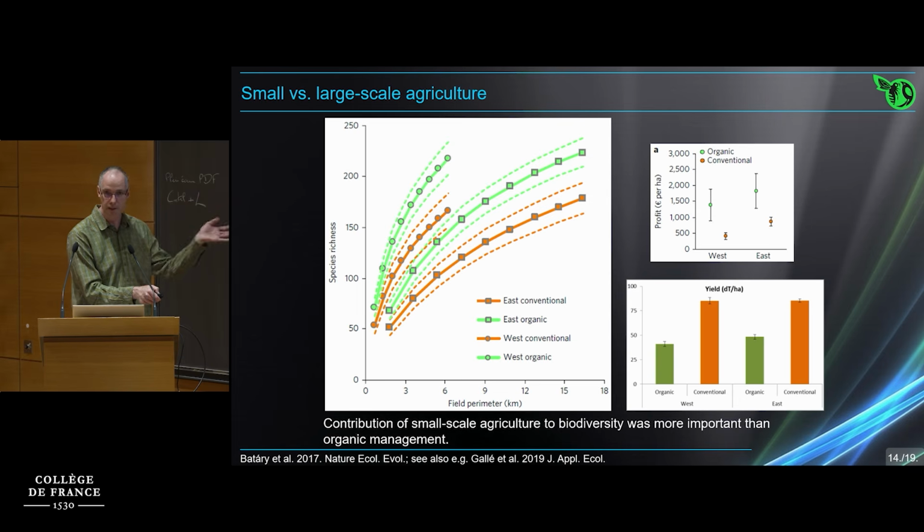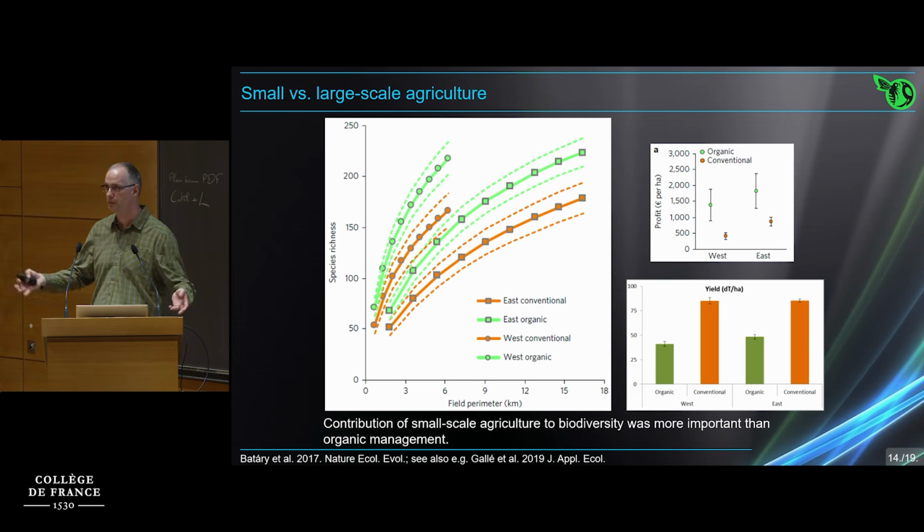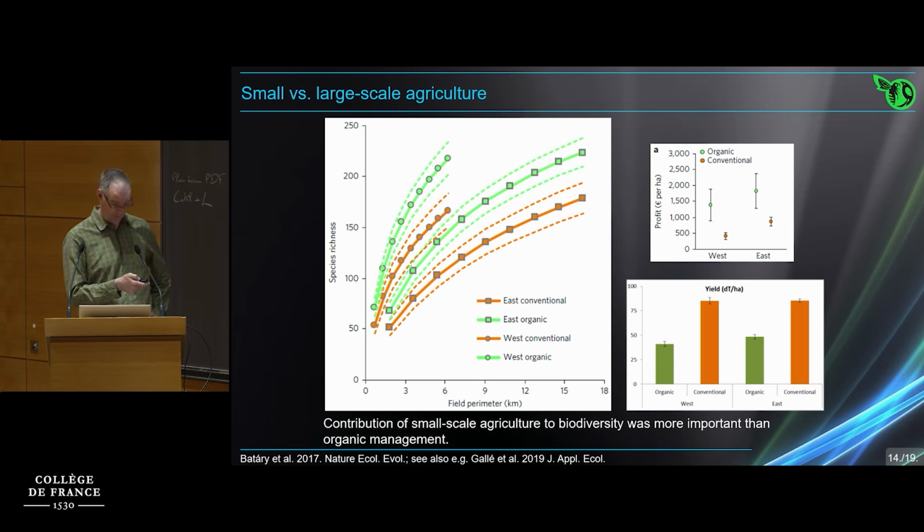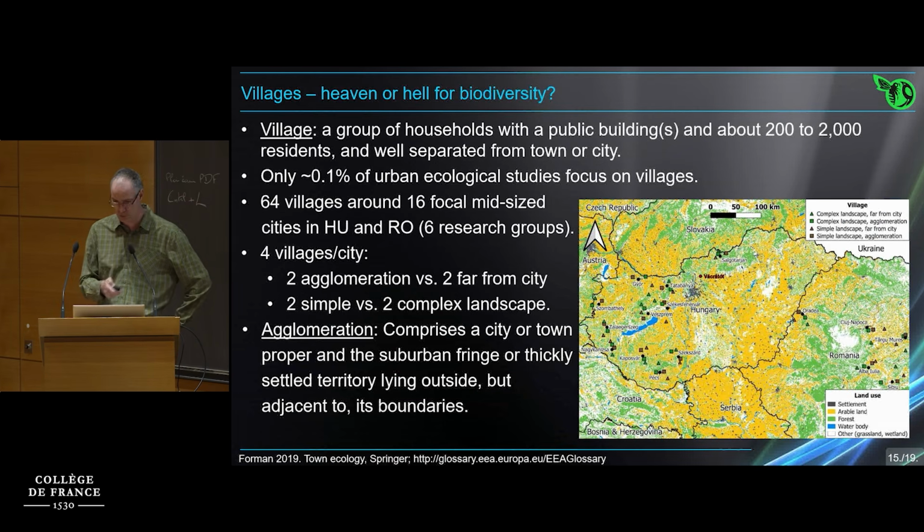Same in both sides of the Iron Curtain, but the profit is much higher in East because in East they still have larger farms, and because of scale of economies they have better marketing possibilities and therefore higher revenue. And we concluded that contribution of small-scale agriculture to biodiversity was more important than organic management.